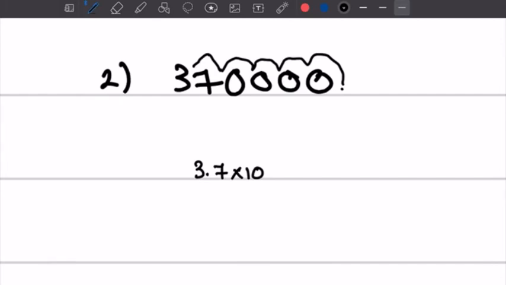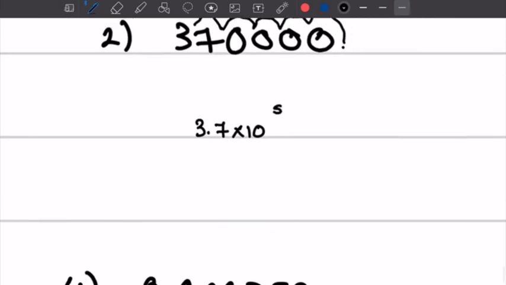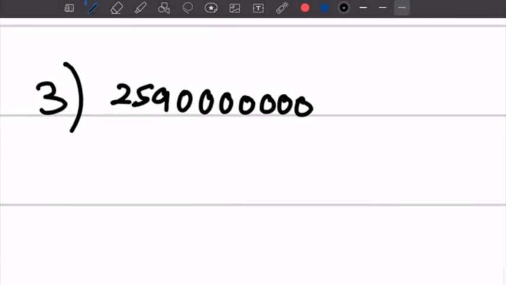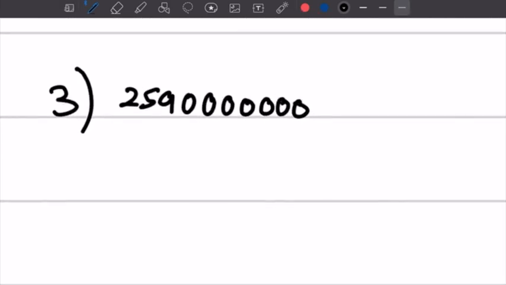Wait, 1, 2, 3, 4, 5. I lost track. My bad. Okay, yeah. So you have 3.7 times 10 to the power of 5. Now, this massive number. Again, these are the kind of numbers you're going to deal with in math, in different topics, and physics as well.